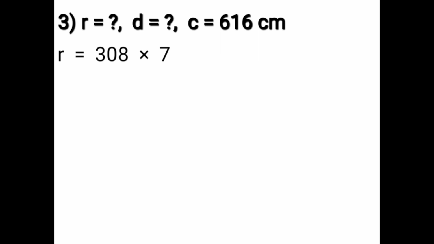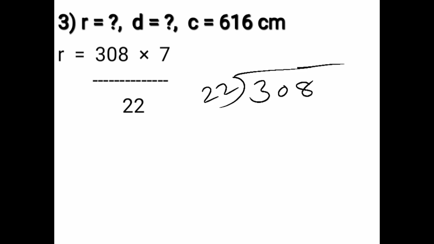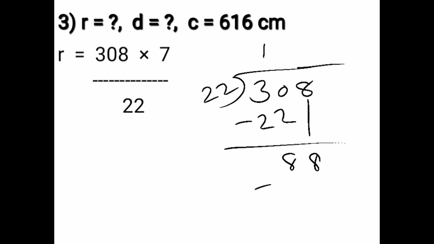Radius is equal to 308 into 7 upon 22. Now you have to divide 308 by 22. 22 ones are 22. Because 22 twos are 44 coming. Okay, smaller number you have to take, 22 ones are 22. Now 30 minus 22, subtract it. Answer is getting 8. Now this 8 you have to bring down. 22 fours are 88.